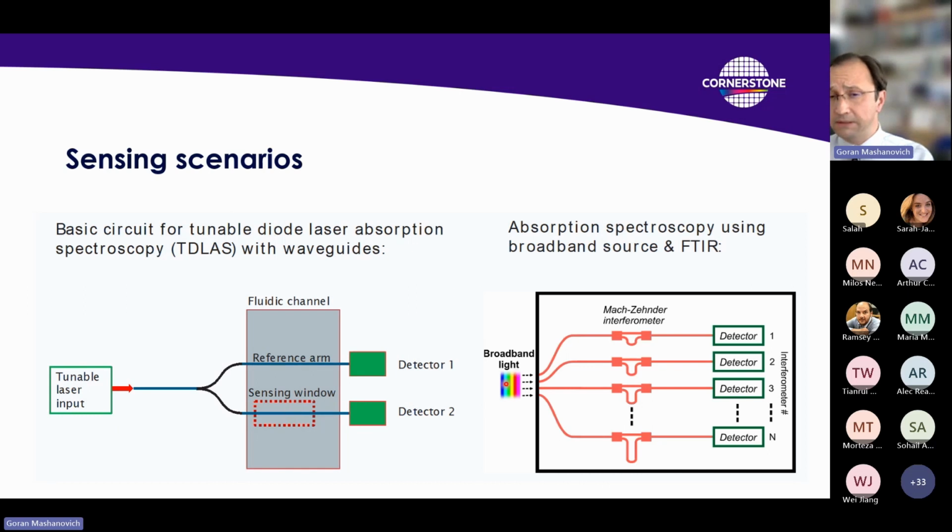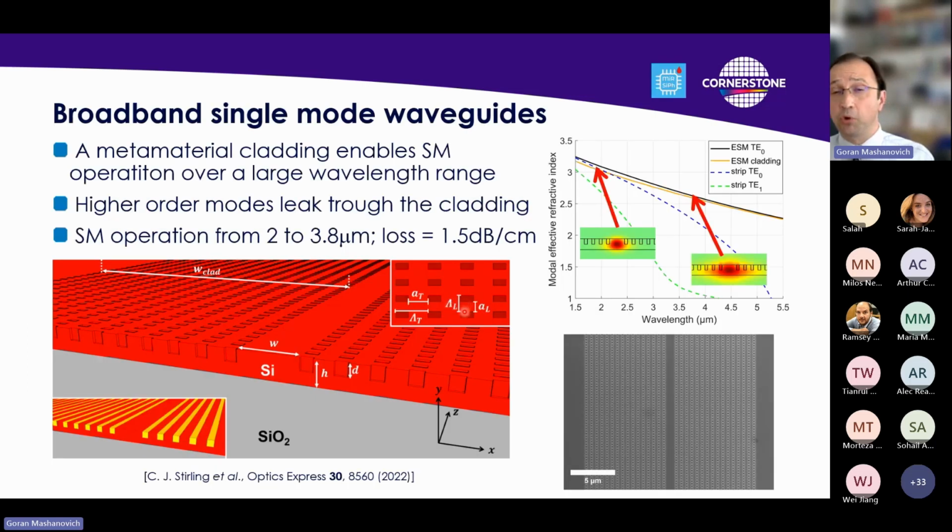Or we can have a broadband source, some spectrometer on chip, and then integrated detectors, and again retrieve what the input signal was or what kind of absorption we have. So in this particular case for broadband operation, we need broadband waveguides. Again, by using some metamaterials, some 2D gratings, we have shown that we can have single mode operation over almost 2 microns, so from 2 to 3.8 microns with really nice loss.